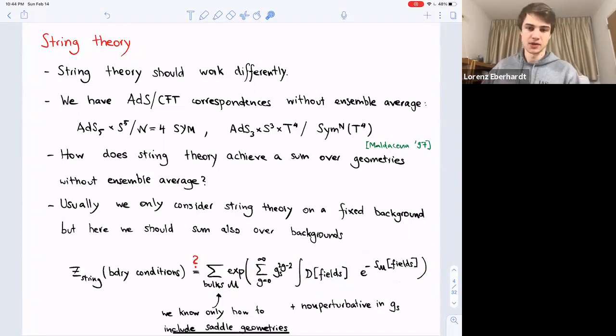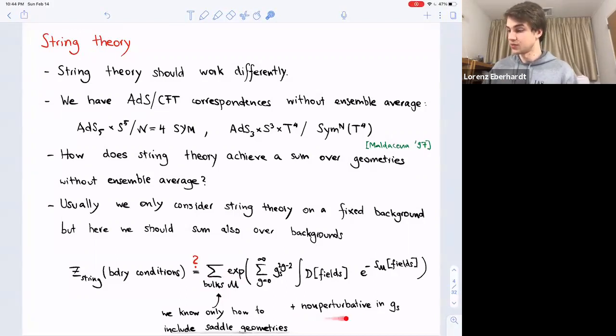There are several things wrong with this, some more or less obvious. First of all, we only know how to include saddle geometries, even in principle, in string theory, because the fact that we have a saddle geometry means that we have a consistent CFT, and so our string perturbation theory works. So when I say summing over bulks, a priori I can only talk about saddle geometries.